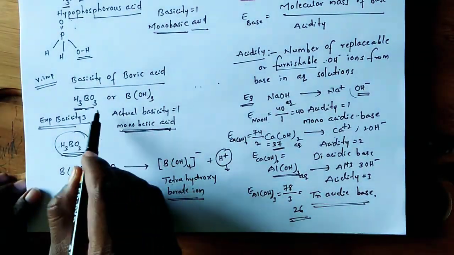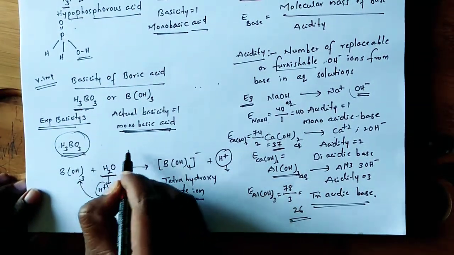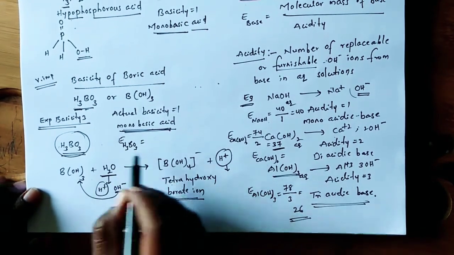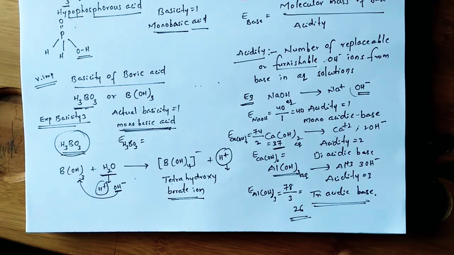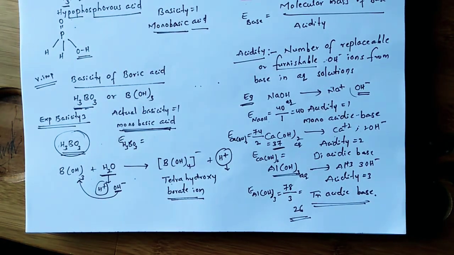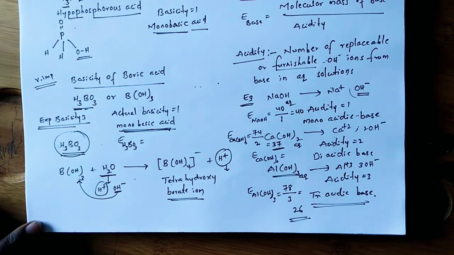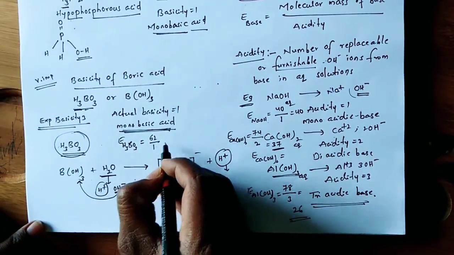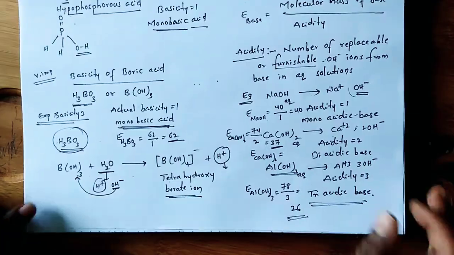What about boric acid? Here, boric acid H3BO3 equivalent weight, its molecular weight how much? Boric acid molecular weight is 62. It's monobasic, so 62 by 1, that is 62.